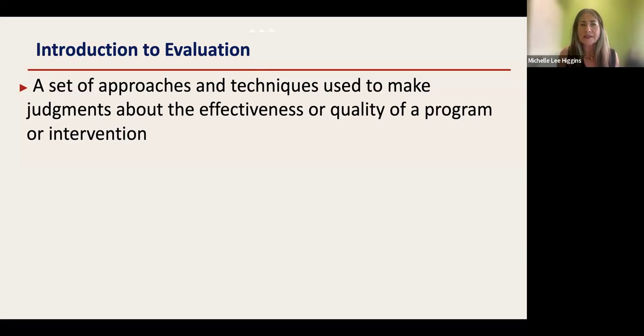An evaluation is a set of approaches and techniques used to make judgments about the effectiveness or quality of a program or intervention. As Jen mentioned, you might be including some of these types of interventions or programs to reach that impact. The evaluation is the set of techniques that you're going to use to determine how well you are making that impact.